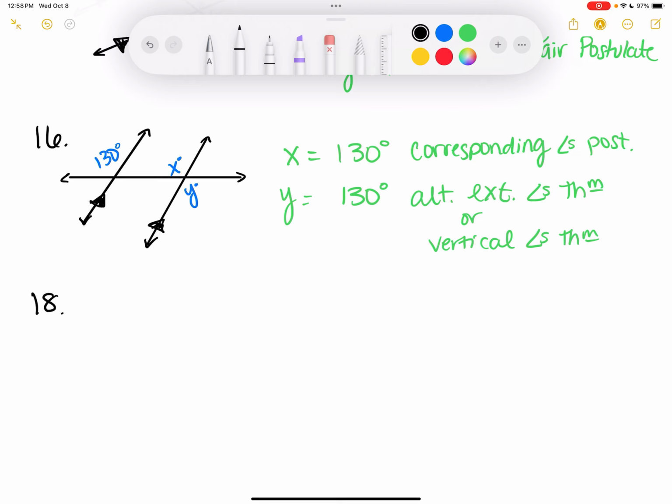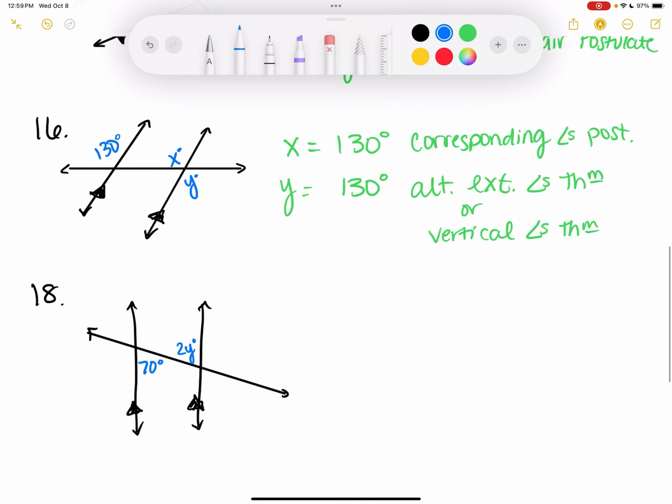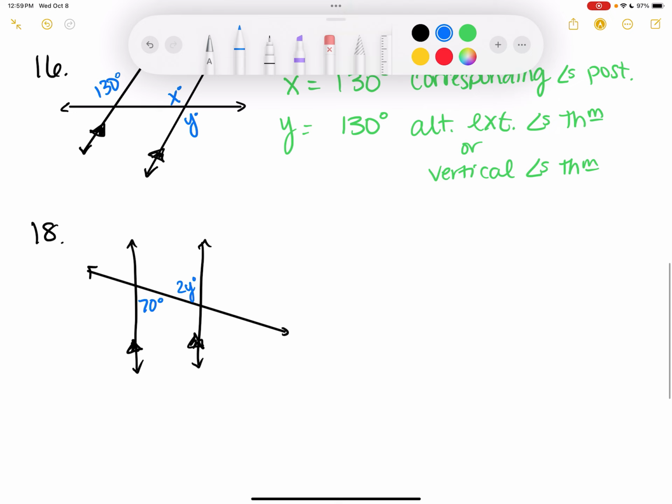So, 18, we have two lines going up and down. Like this. And this one they tell us is 70 degrees, and then this is 2y. So how would I set this up to solve? Do not tell me the answer. Tell me how to set it up.